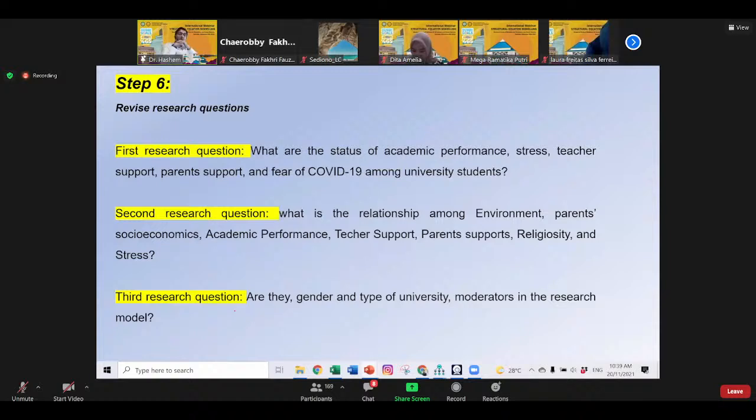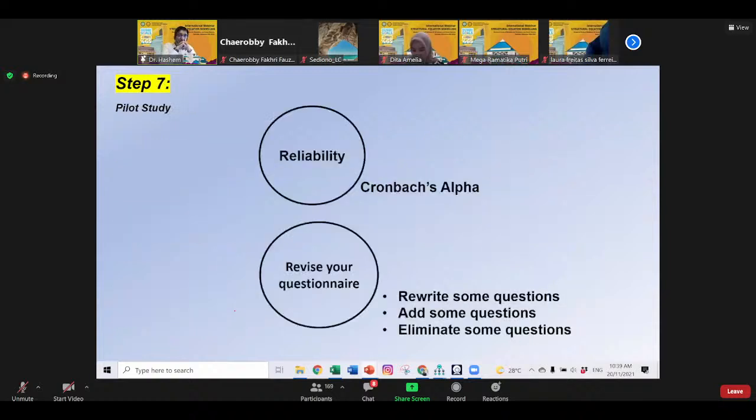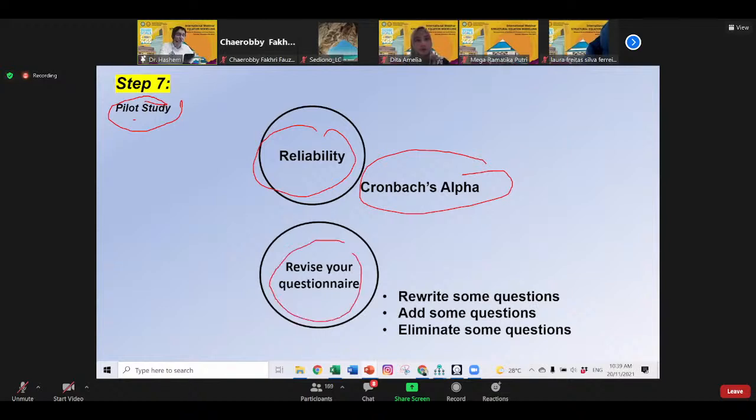And after that, we go for Cronbach alpha, reliability, and validity. After you find the Cronbach alpha, you revise the questions, then the pilot study, right? For the pilot study, you go for reliability and validity. The main one is Cronbach alpha, and after that, revise your questionnaire. Rewrite some questions, add some questions, or eliminate some questions.